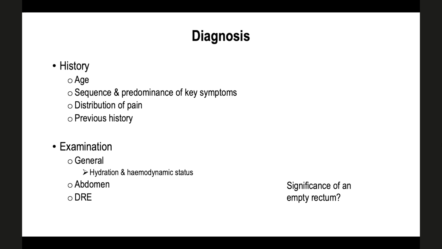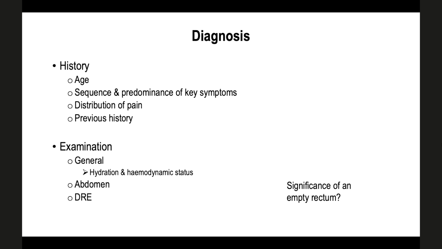Like I told you, the sequence and predominance of those key symptoms, the distension, the vomiting, the colicky pain, and the constipation. Which of these symptoms came first? Which of these symptoms predominates? These give you an idea as to whether this is proximal bowel or distal bowel. So the history is very important.